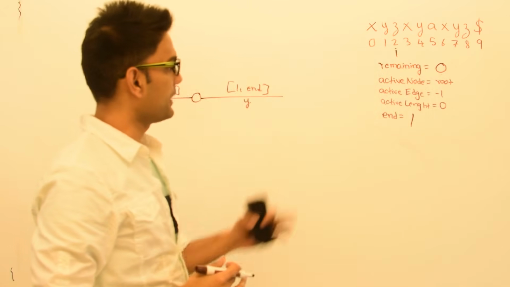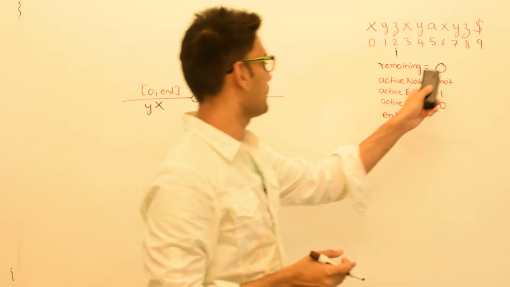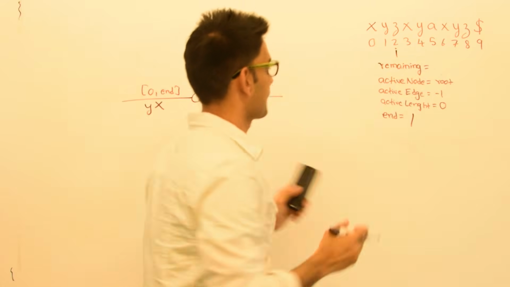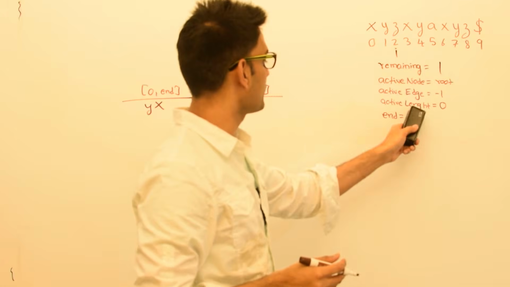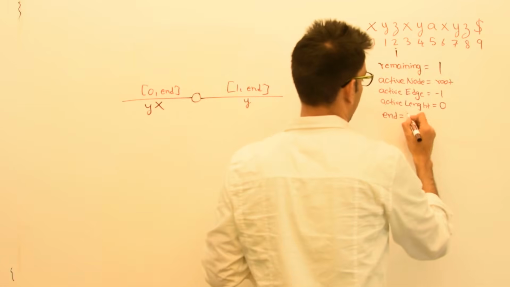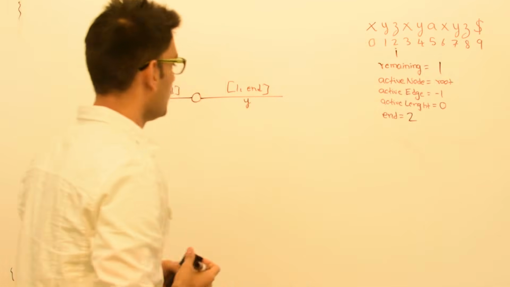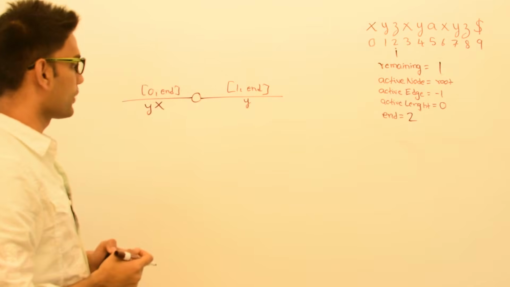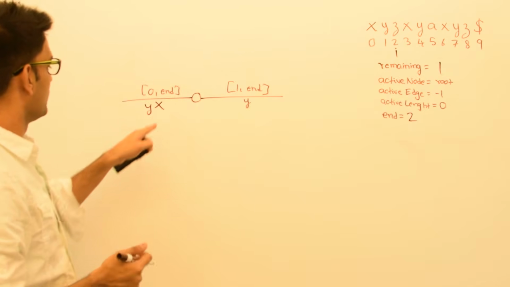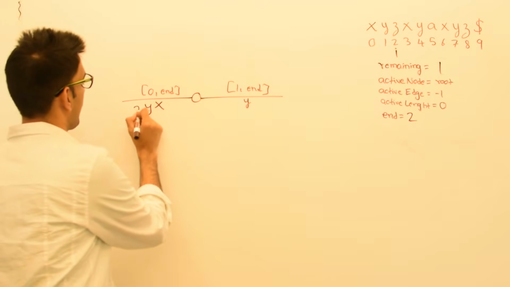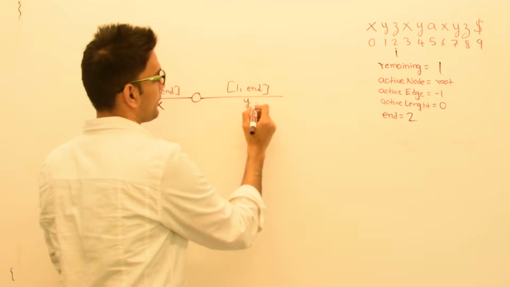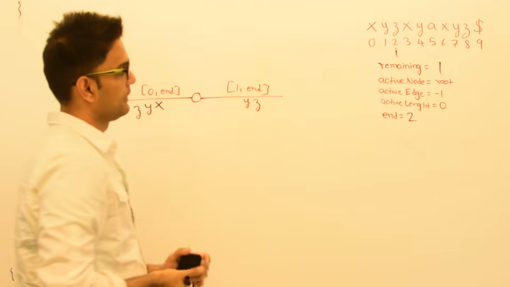First thing we do is we increment our remaining by 1, so remaining becomes 1. Then we increment our end, so end becomes 2. So as soon as end becomes 2, our rule 1 extension gets taken care of for free. So this edge really represents x, y and z. And this edge really represents y and z.